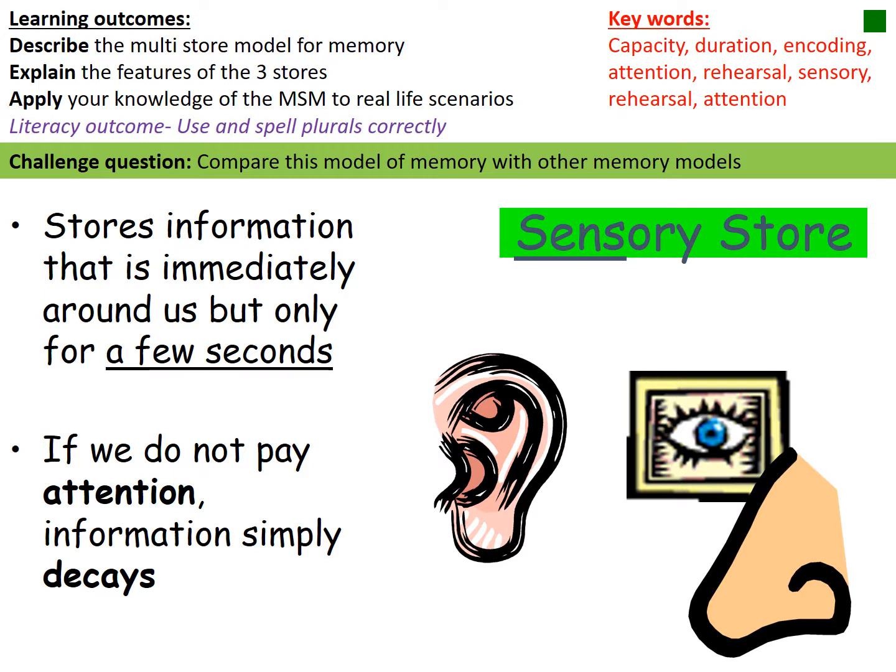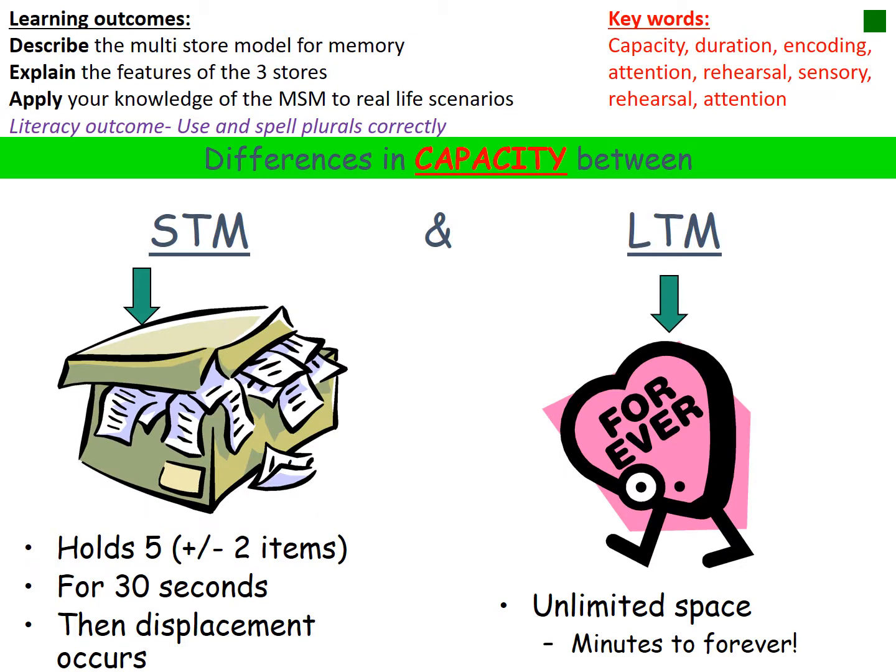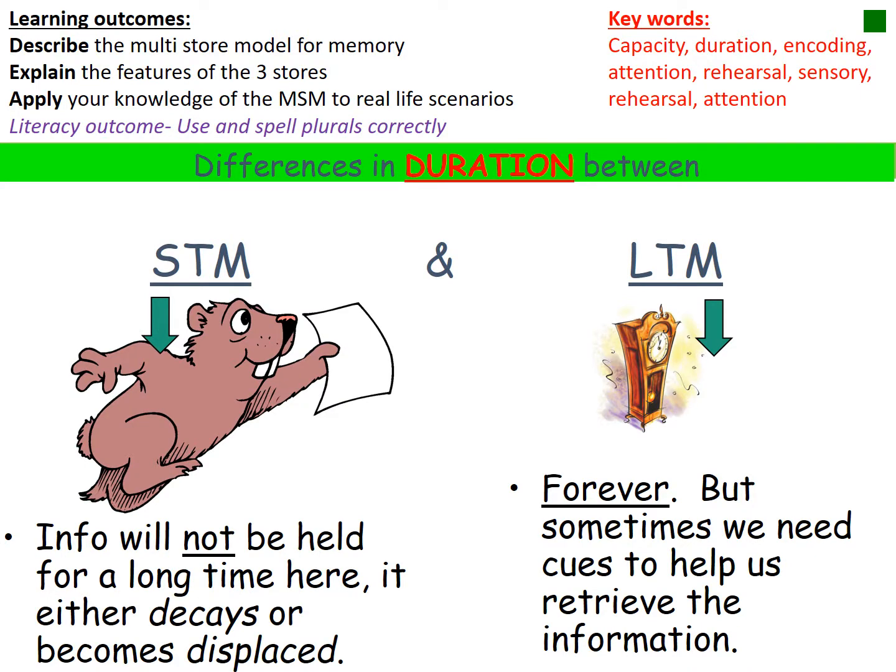So again, the sensory store, we have covered this so far, so we have to pay attention to it, if not it decays. But the difference in the capacity between short-term and long-term is that short-term memory holds between 5 and 9 items for about 30 seconds, or we displace it, so new information replaces it, or it can go into long-term memory where we've got unlimited space. And the same again for duration.